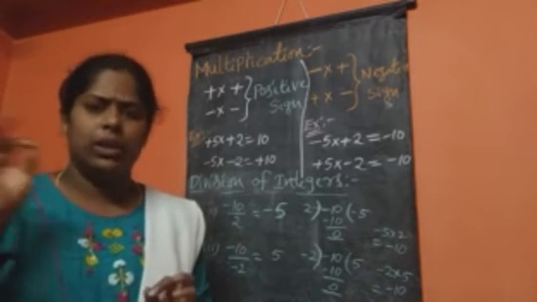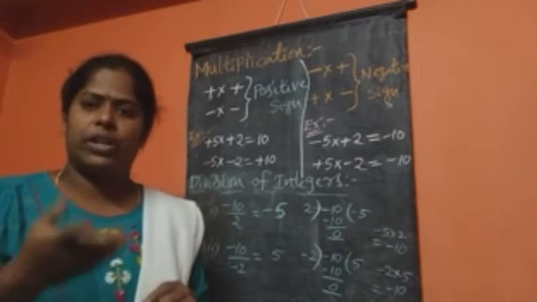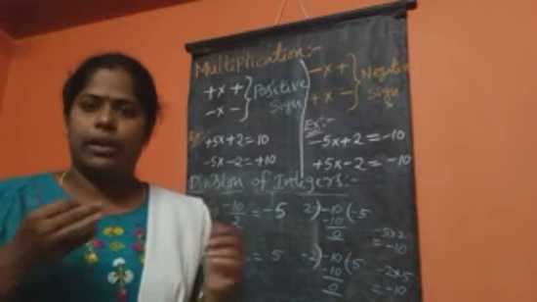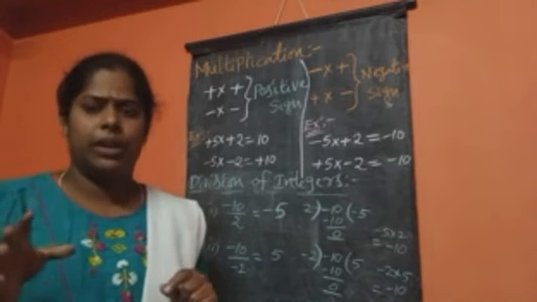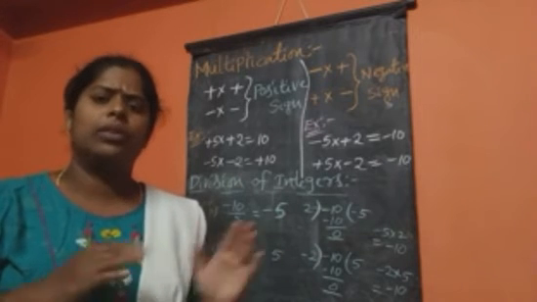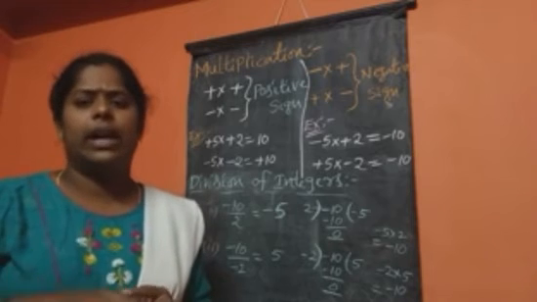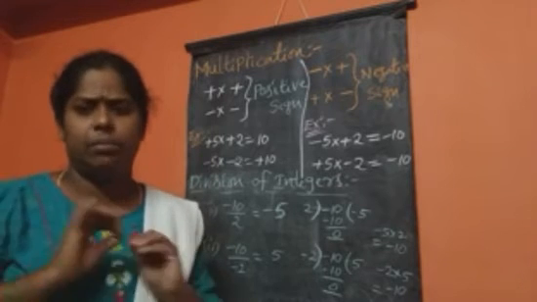In addition, when we add a positive number to a positive number, we keep positive. Then a negative number to a negative number, we keep negative after addition. If two numbers have different signs, we subtract them and keep the sign of the bigger number. That's it. Simple.